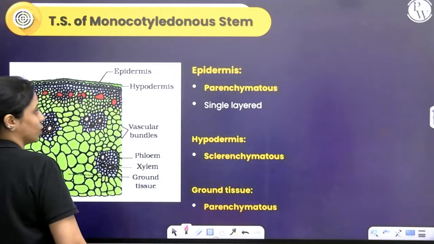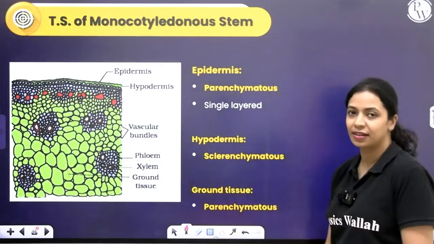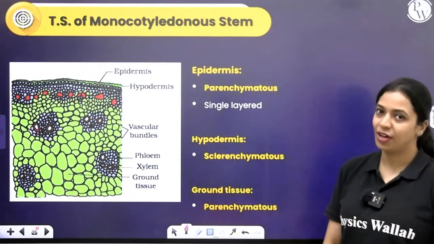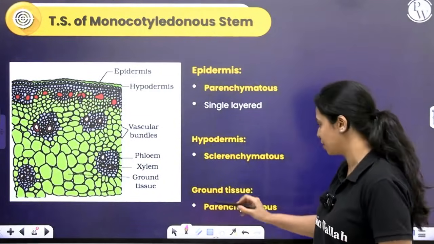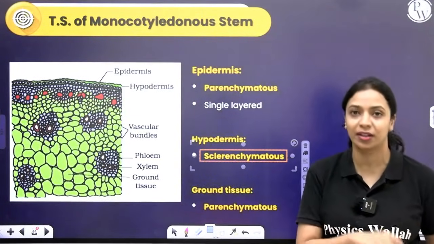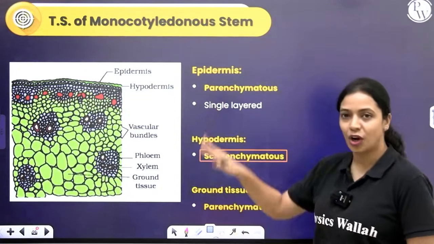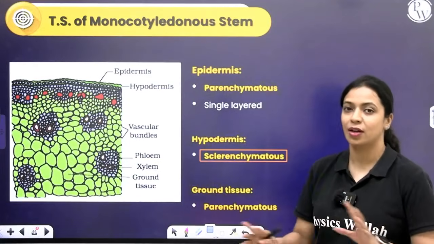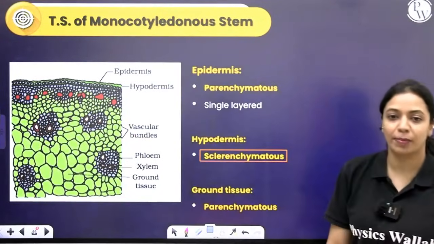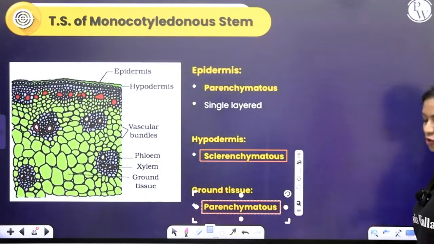We will start with the outermost layer, which is the epidermis, always parenchymatous, and then here it is single layered. Thin layer of cuticle may be present. Right below the epidermis, you have hypodermis. The hypodermis here is made up of sclerenchyma. Previously in dicot stem, it was made up of collenchyma. Here it is made up of sclerenchyma. Apart from hypodermis, you do not have endodermis, pericycle, general cortex, none of that. All you have is ground tissue. Within that ground tissue, the vascular bundles are scattered. And this ground tissue represented in green color is parenchymatous in nature.